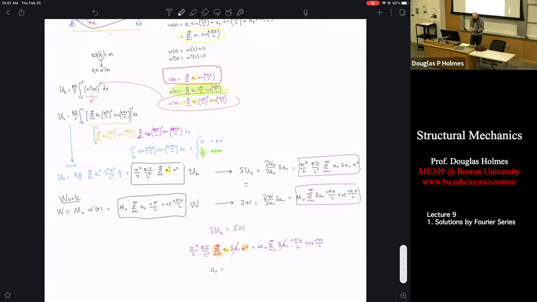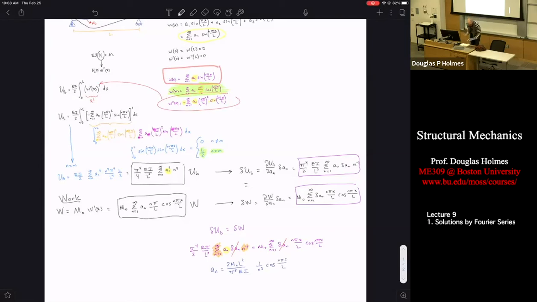A sub n is equal to 2 times the moment times L squared. You have an L cubed on the left-hand side, an L on the right-hand side. This is going to be a pi to the third. And then you have a 1 over n cubed cosine n pi c over L.